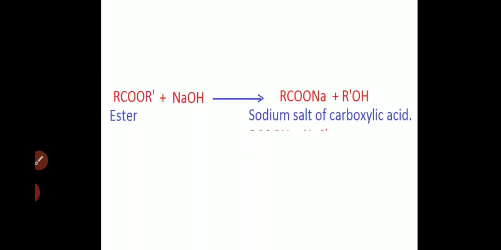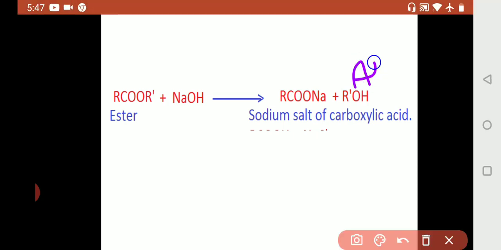Yes, RCOOR' plus NaOH gives rise to RCOONa plus R'OH. Simple. So the sodium salt of carboxylic acid is produced. In place of OR', Na is substituted, and R' is taking OH from NaOH to form R'OH. That is, R'OH is alcohol. So this is alcohol. And this is the sodium salt of carboxylic acid.